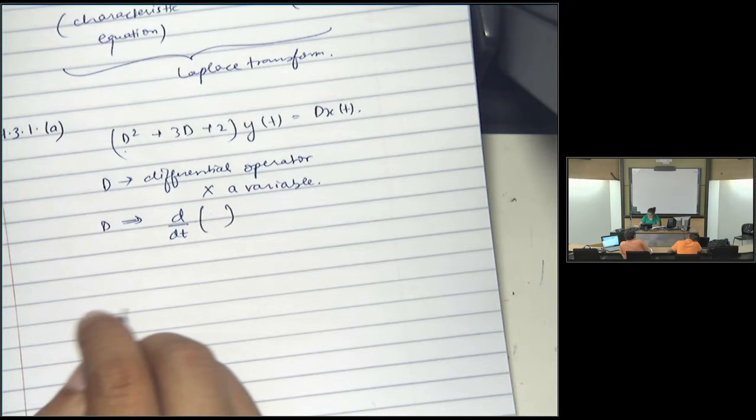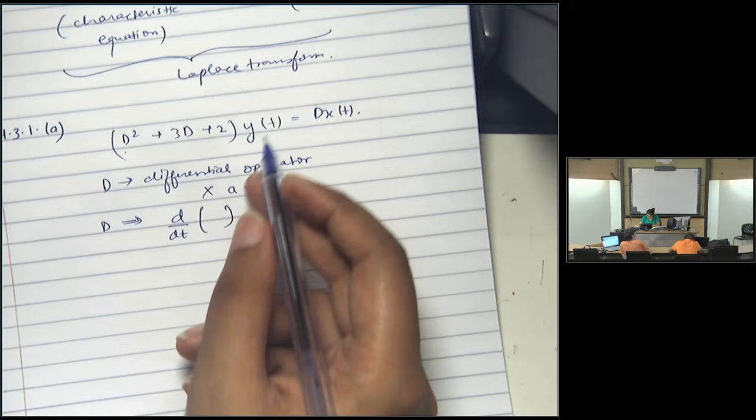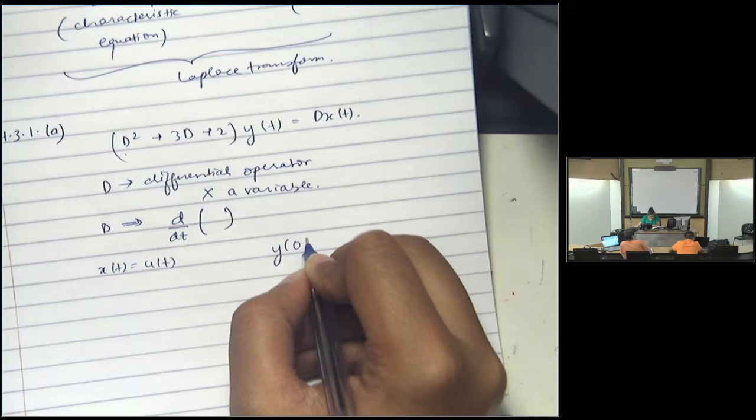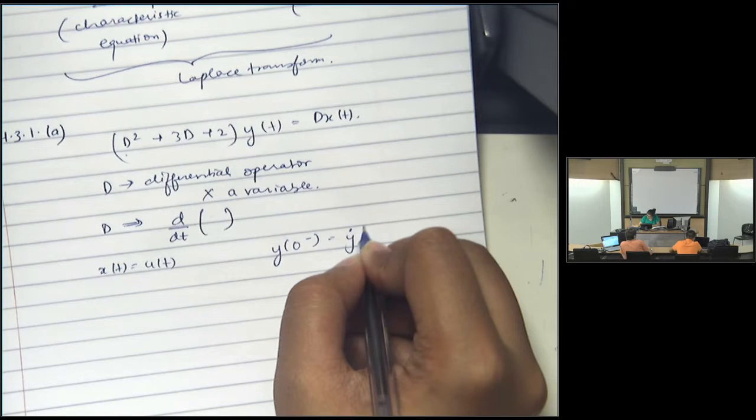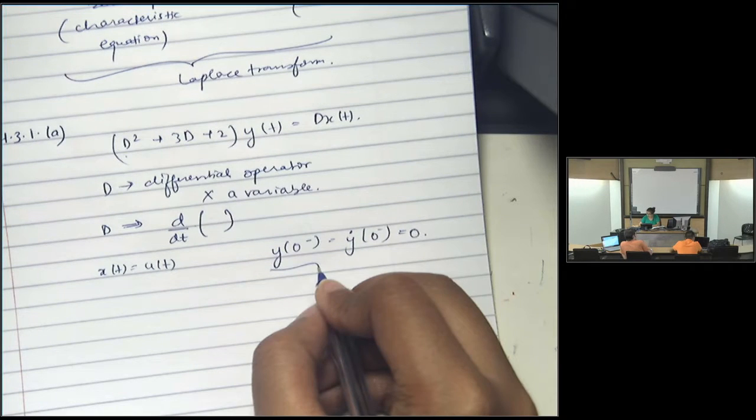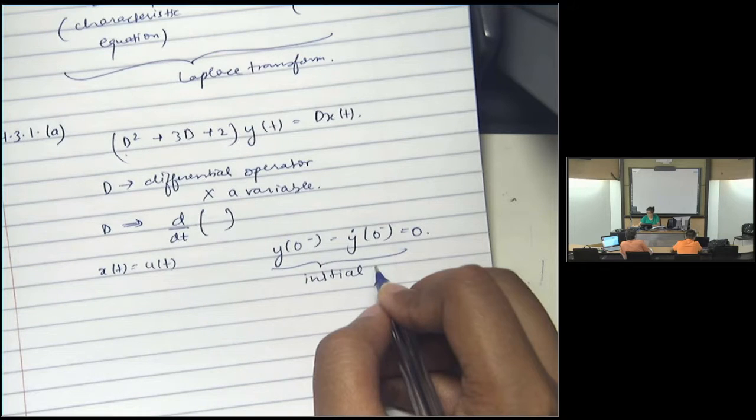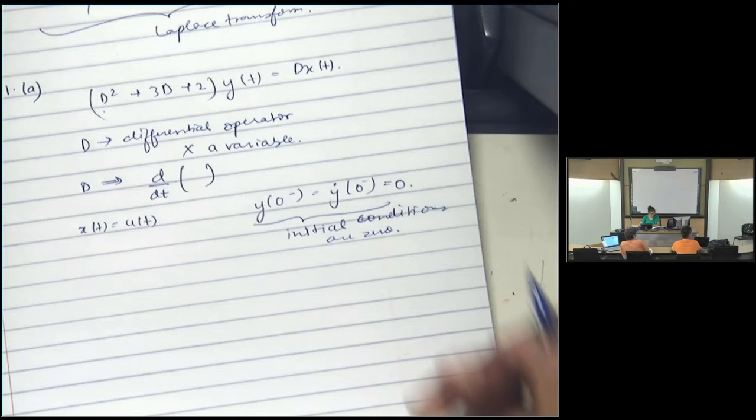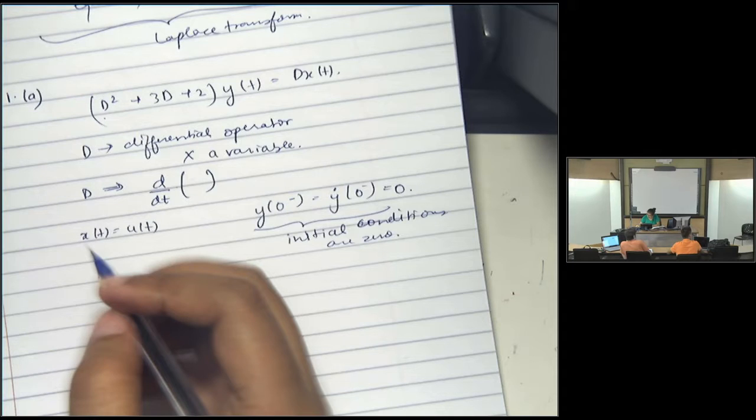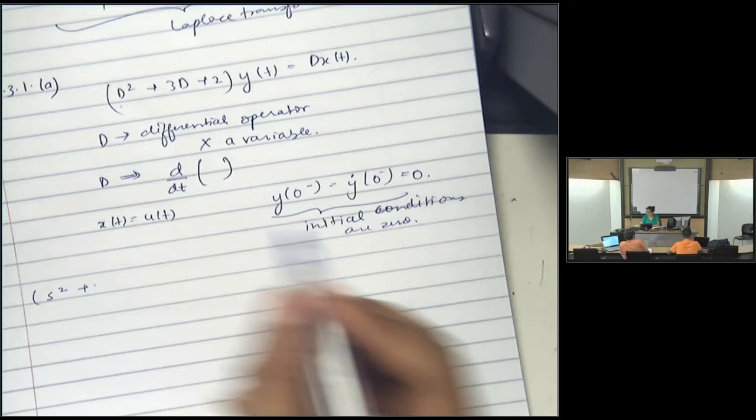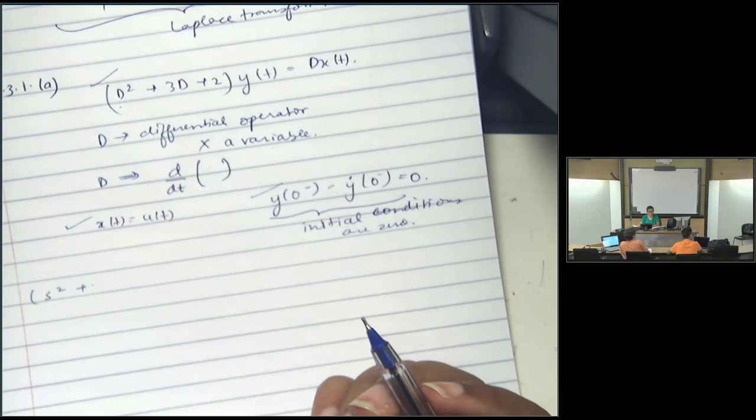Now the other thing given to us is that x of t is a unit step function, and we have initial conditions y(0 minus) equals y dash (0 minus) equals 0. So our initial conditions are all 0. These three things are given in the question.